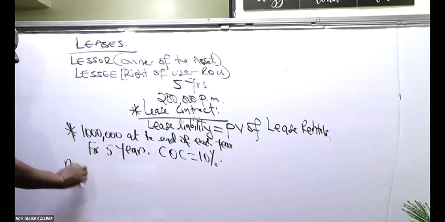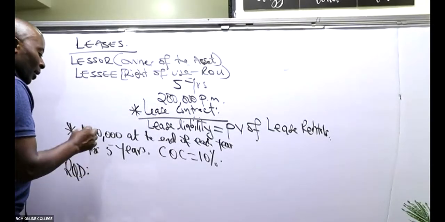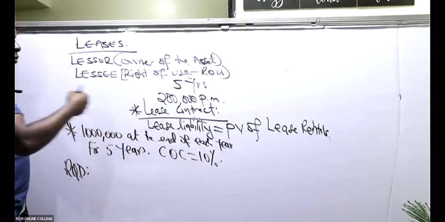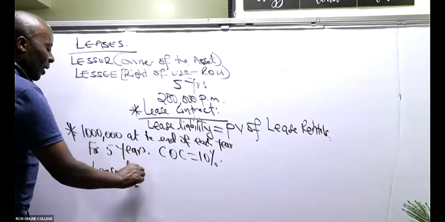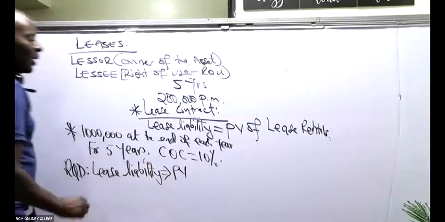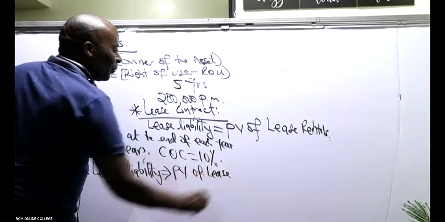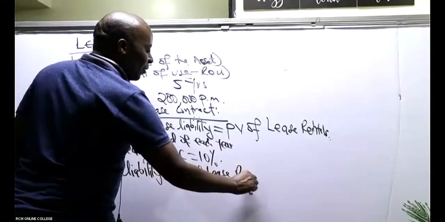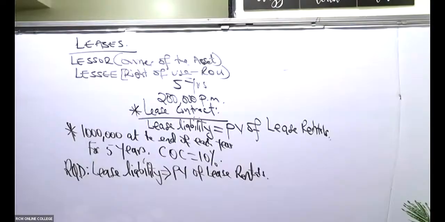Now, ladies and gentlemen, we are required to do something very simple. We are required, first of all, to know the amount of lease liability we owe. So how do we get the lease liability? Can I give you 2 minutes? Somebody should be able to come and give me the present value of these lease rentals. The present value of the lease rentals is automatically what is going to become my lease liability.